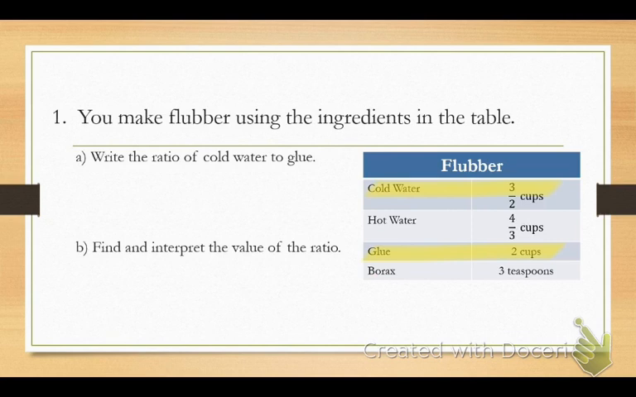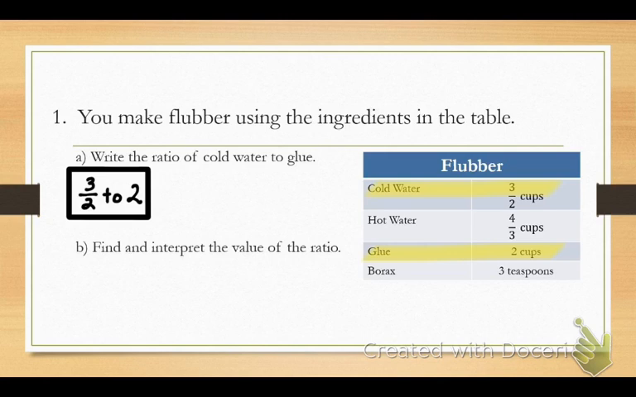So first up, it asks us to write a ratio of cold water to glue. We're going to write it 3 different ways, the 3 different ways that I just taught you how to do it. How much cold water do I need, class? 3 and 2 cups. 3 halves cups, okay? So 3 over 2. And then we use the word 2, okay? That's the first way that you could write that. Go ahead and box that in.